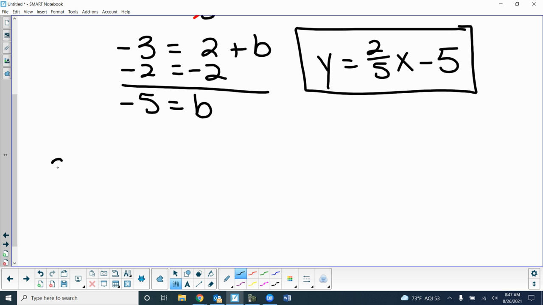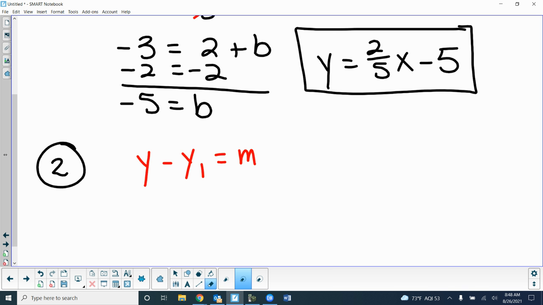All right, number 2. Same type of problem, but we have to put it in point slope form this time, right? And here's point slope form. y minus y1 equals m times the quantity x minus x1. The x1, y1 represents the point that I give you, and m, again, represents the slope. This one, all you had to do was plug in, and you were done, right?